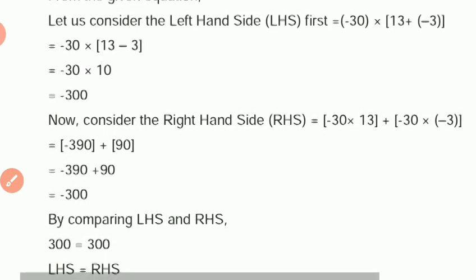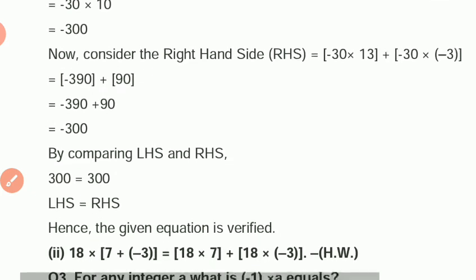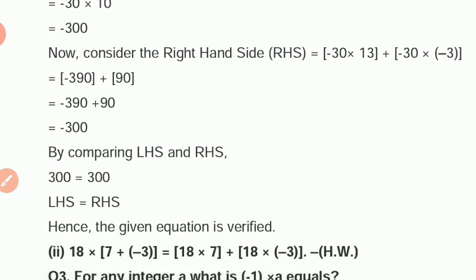Now we'll open the bracket. So minus 390 plus 90. We know that minus plus minus means you have to subtract 90 from 390. So 390 minus 90 is 300. And the sign will be according to the bigger number. Here the bigger number is 390, so the sign will be minus. So you can see that the value of LHS and RHS is equal, both minus 300.